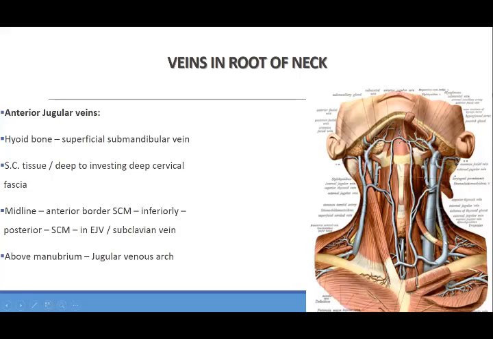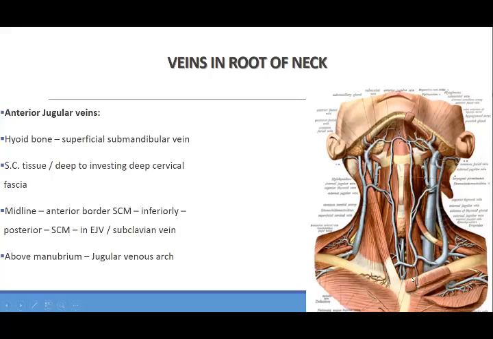It may end in the external jugular, or it may end in the subclavian, either of the two. Over here it is joining the subclavian, but it could end up in the external jugular vein. Both are correct. Okay.